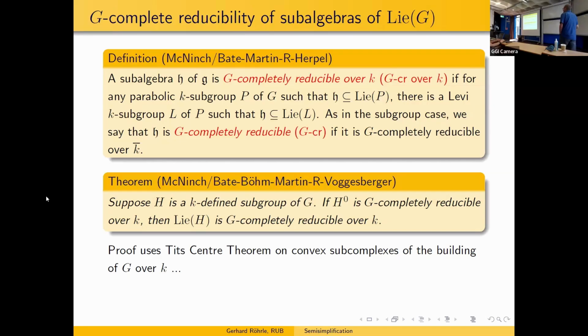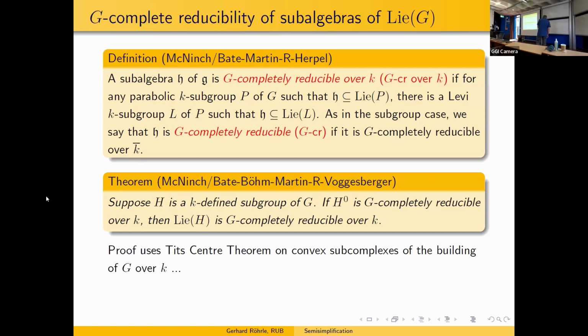Here's the connection. Suppose I have a K-defined subgroup H, and suppose the identity component, H naught, is G completely reducible over K in the sense that I defined: if it's in a K-defined parabolic subgroup, it's in a K-defined Levi subgroup. Well, then the Lie algebra itself is G completely reducible over K in the sense of the definition. In the algebraically closed setting, this was done by McNinch, and we've done it together with Laura Fuchs-Berger quite some years later. Okay.